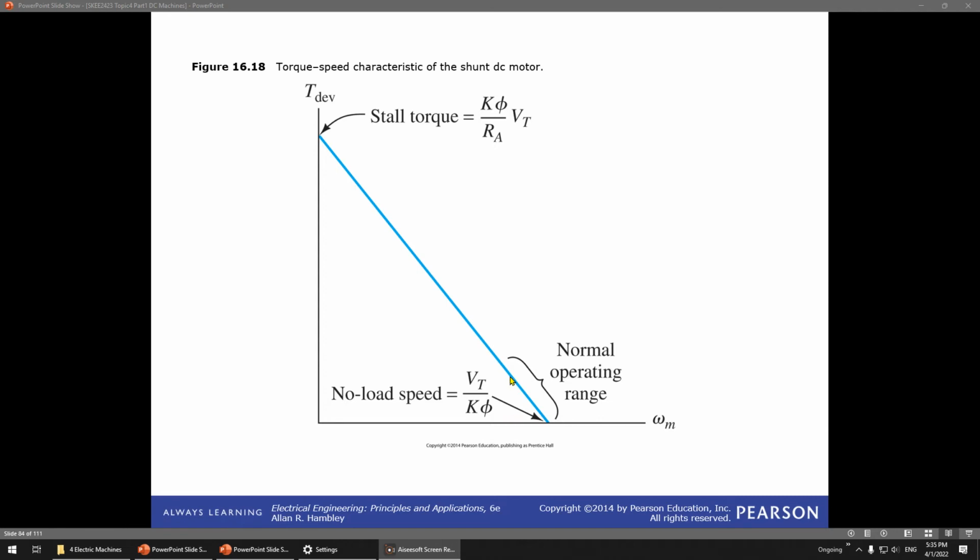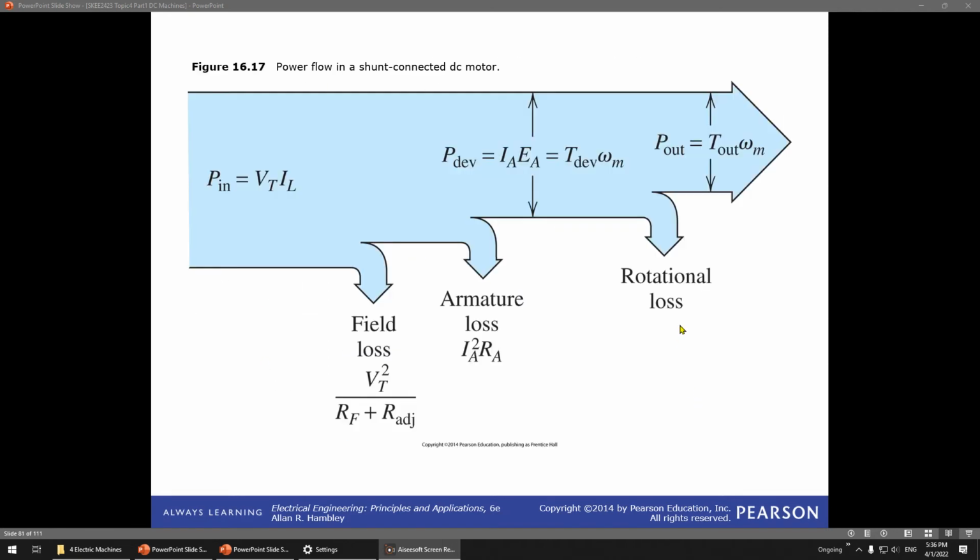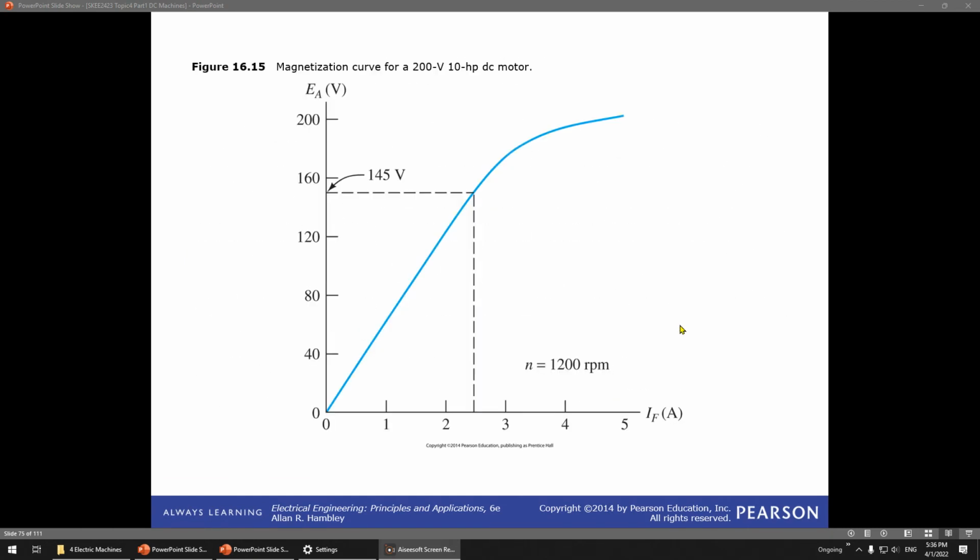It is better to avoid this region, because remember that I said there is lower efficiency if you operate away from the rated torque. Sorry, not the rated torque, the rated speed. So make sure you know this, and make sure you know how to draw this.